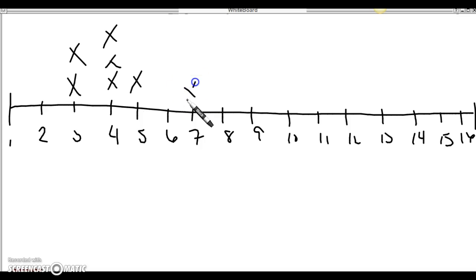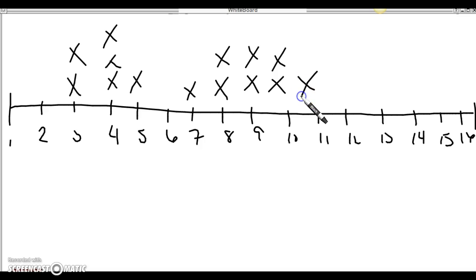Then I have 1 7. 2 times I had 8. 2 times I had 9. 2 times I had 10. 1 time I had 11, and 1 time I had 14. Now my mean was about right here at 7.3.